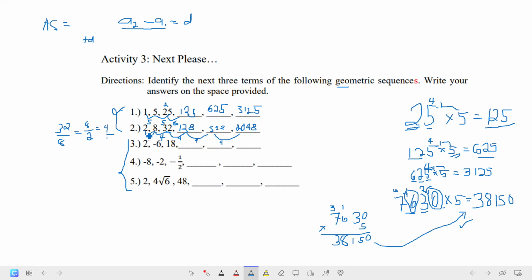8 divided by 2, 4. 32 divided by 8 is 4. Then, we can now conclude that the next term will be a multiplier of 4. Okay? So, example ay itong activity 3 to 5 is sa inyo na rin yan.